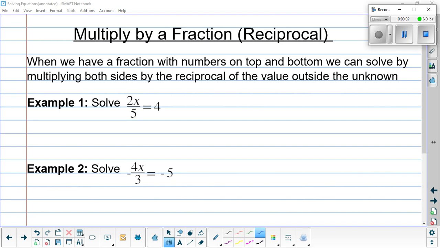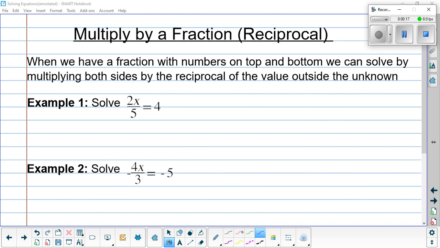Hi, and today we're looking at multiplying a fraction by a fraction, or reciprocal. We kind of looked at this at the end of our last video, but it brings together multiplication and division. Typically I find it even easier when you start to explain to people what we're actually doing.